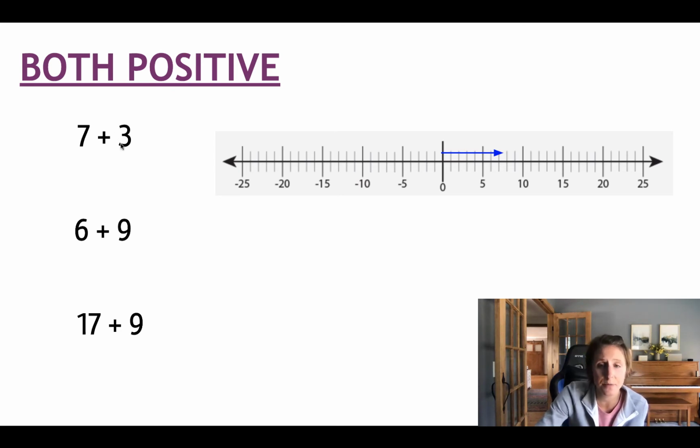So you're going to take 7 steps in the positive direction, and you're adding 3 more positive steps. This is a positive 3. So you're going to take 3 steps from 7 further into positive land. That brings you to 10. You know how to add integers. You're really good with adding when they're both positive.